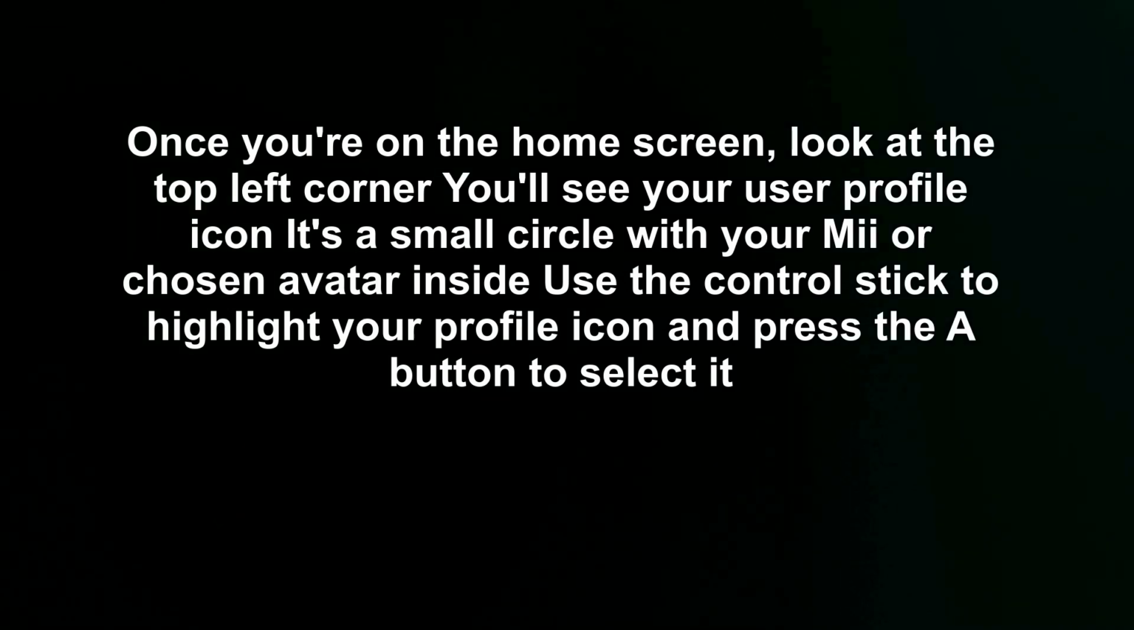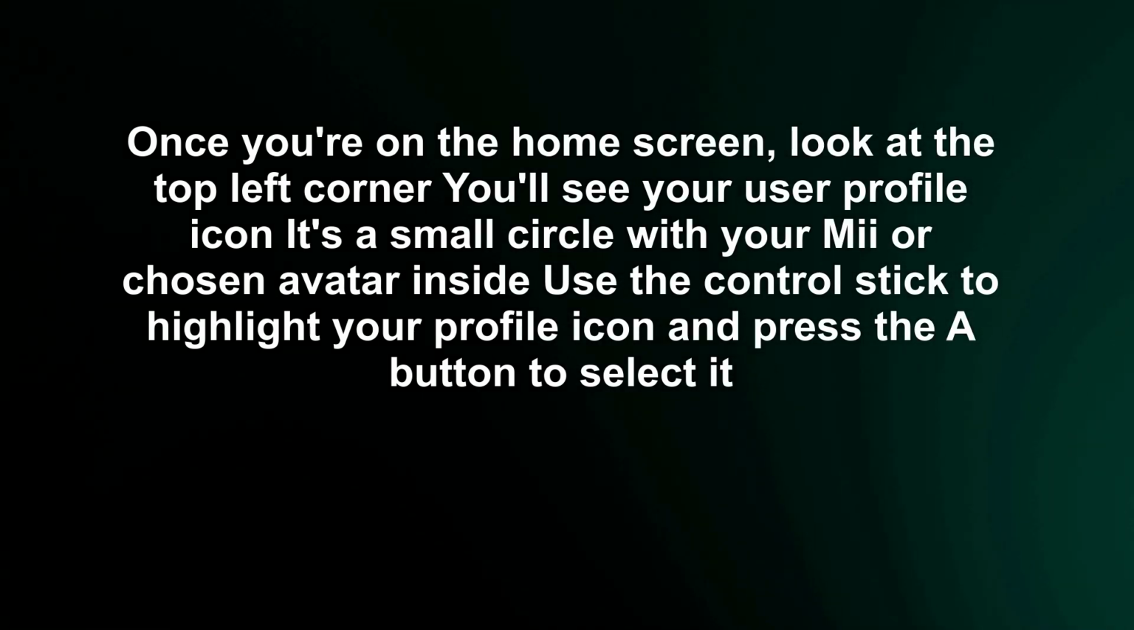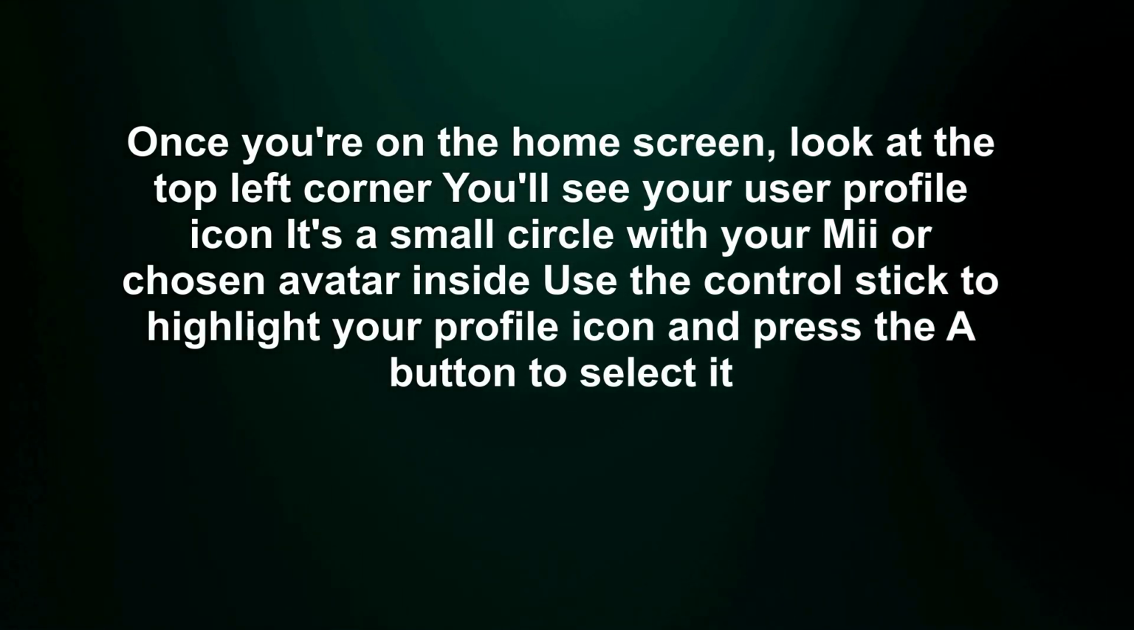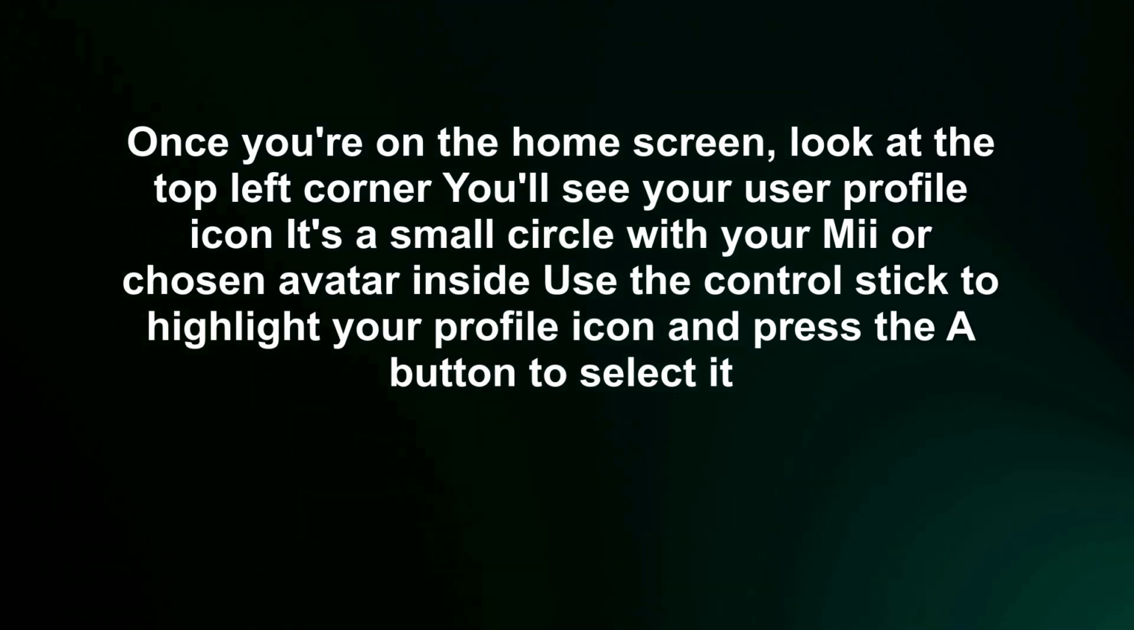Once you're on the home screen, look at the top left corner. You'll see your user profile icon. It's a small circle with your Mii or chosen avatar inside. Use the control stick to highlight your profile icon and press the button to select it.